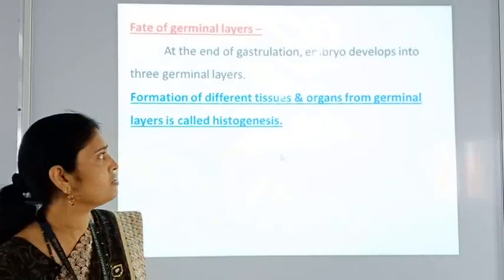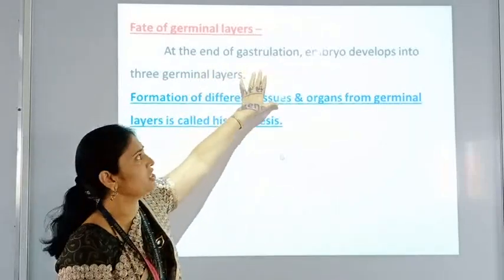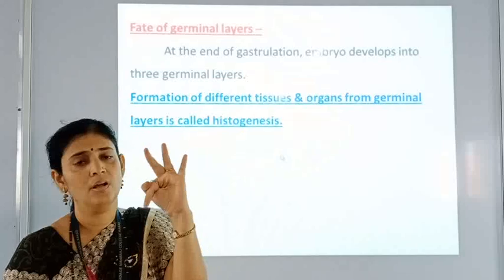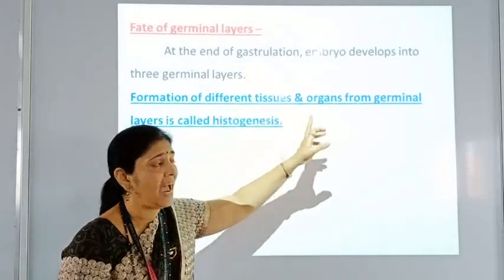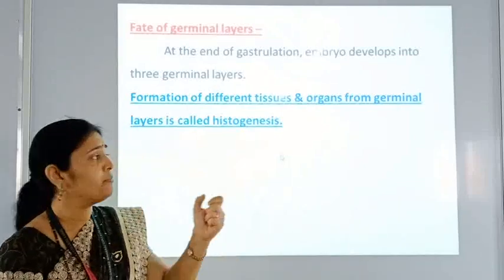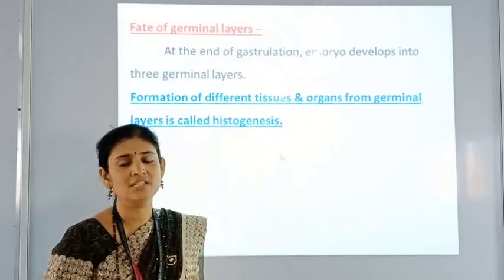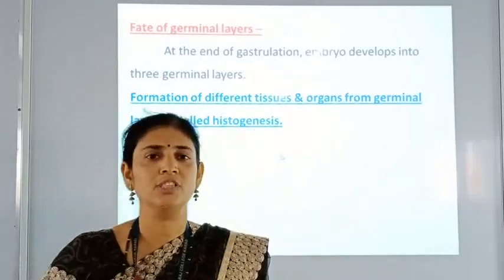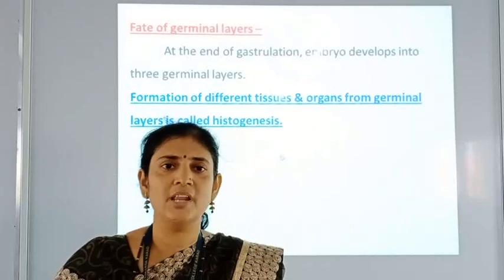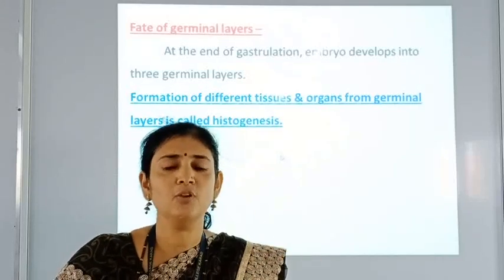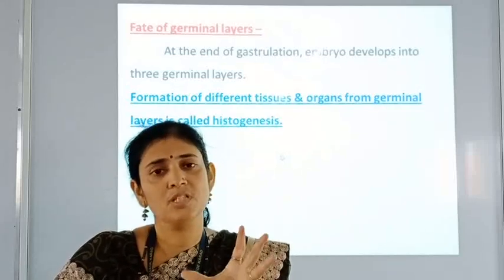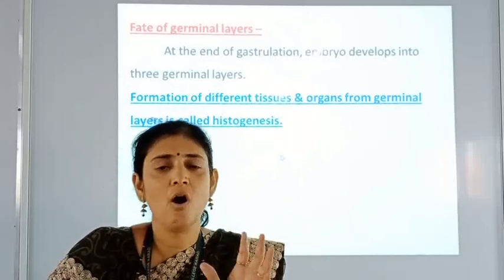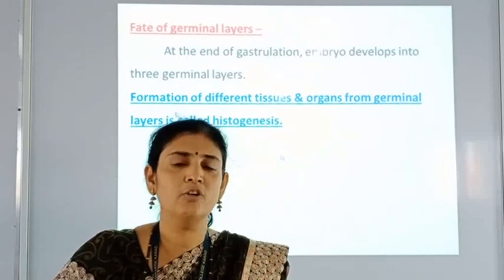of three germ layers. So here at the end of gastrulation, embryo develops into three germ layers, and from these three germ layers different tissues and organs are formed. That process is called as histogenesis, or we can call it organogenesis. From these three germ layers there is formation of different tissues and different organs, and this process is called as histogenesis, or we can call it organogenesis.